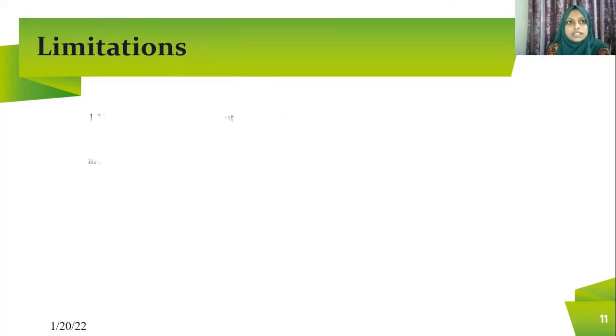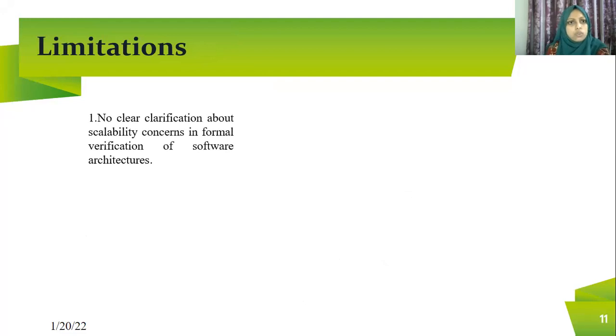Then I found some limitations of this paper. First is no clear clarification about scalability concerns in formal verification of software. Scalability is most important for model checking. Like some tools we address, UPPAAL, PAT, FDR. These are formal verification supported tools. We use these tools for scalability concerns or usability concerns. So there is no clear clarification about scalability concerns in formal verification of software architecture in this paper.